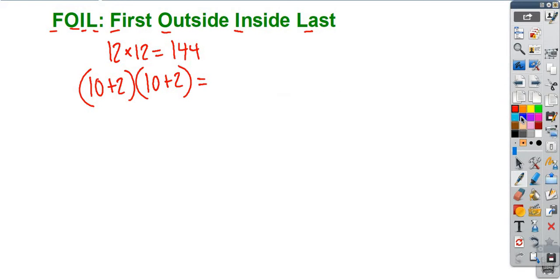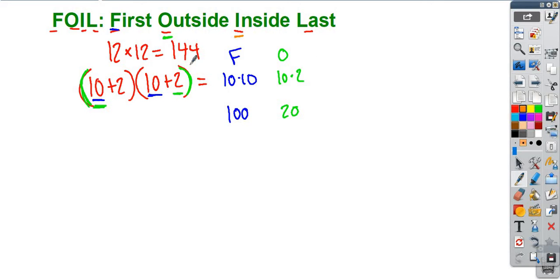Here's what FOIL means. FOIL means you take the first terms in each parenthesis. The first term in that parenthesis is 10, the first term in that parenthesis is 10. So the first term would be 10 times 10, and that equals 100. Okay, the O stands for outside. The outside term in this parenthesis is 10, and the one on the outer part over here is 2. So 10 times 2 would give you 20.